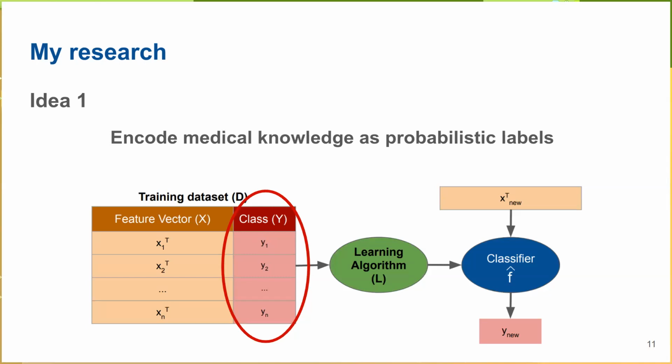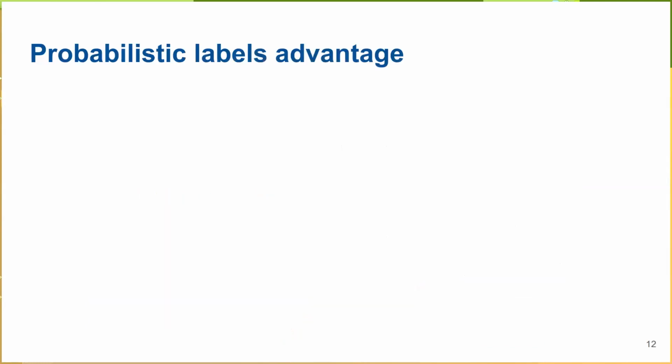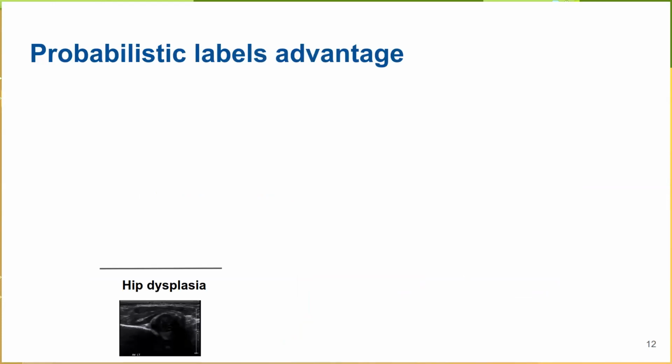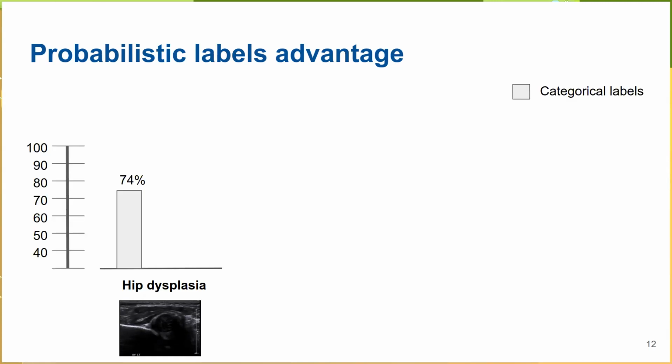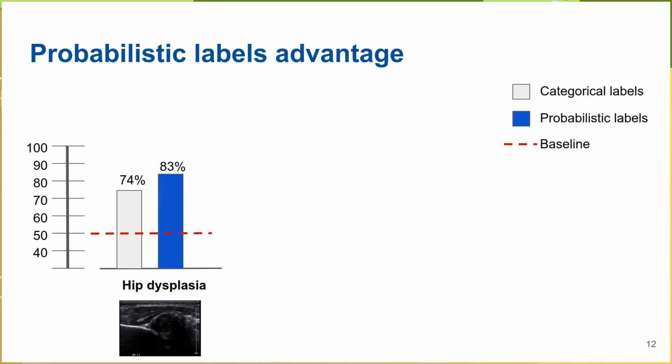The first one is to encode the medical knowledge as probabilistic labels. So in this diagram, we are going to be modifying this Y. And as we will see during the presentation, this gives an advantage. For example, for the case of hip dysplasia, if we use a traditional paradigm, we can have a 74% accuracy in identifying this condition. But with the idea that I'm going to talk about, we can boost this to 83%. By the way, the baseline was 50% in this case.